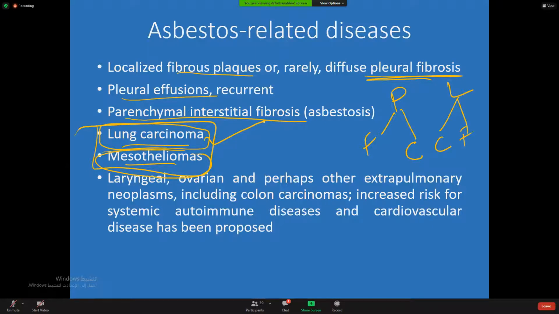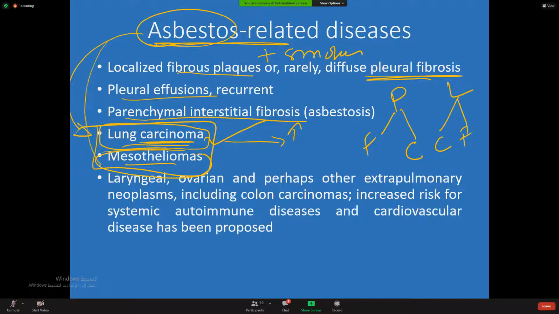And if the person is exposed to asbestos plus he is a smoker, then the incidence of development of lung carcinoma becomes very much increased as compared to only asbestos exposure. But remember the important thing, that asbestos is going to cause lung carcinoma more commonly, and secondly, it can cause mesothelioma as well, but it is less common as compared to lung carcinoma.